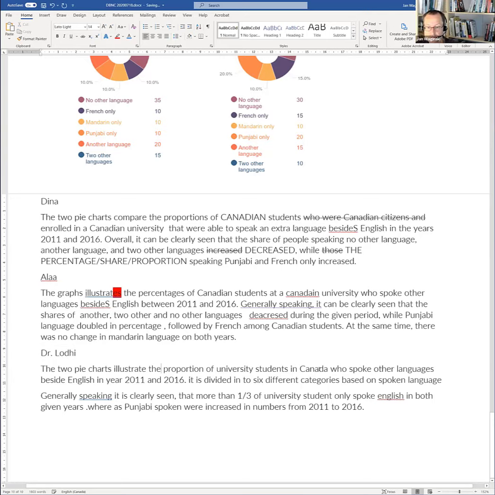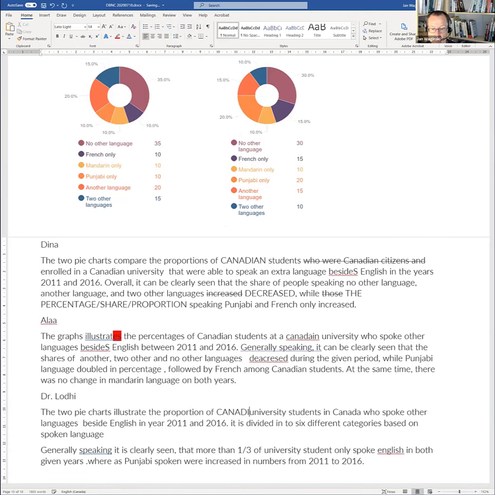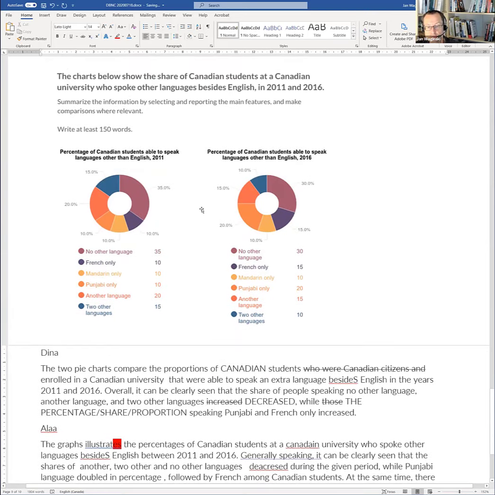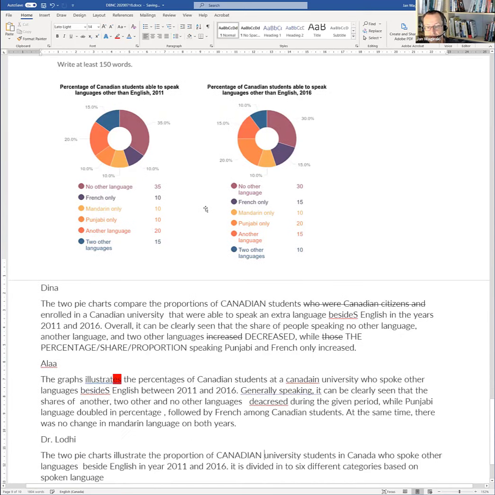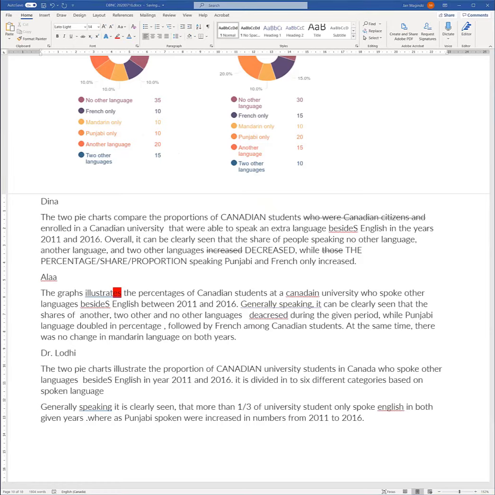Okay. Portion of university students in Canada. We have to add Canadian. The reason we have to add Canadian university is because they're not talking about foreign students. All right, so that's a very important piece of information. Canada, who spoke other languages besides English. People will say, besides English, what do you speak? Urdu.